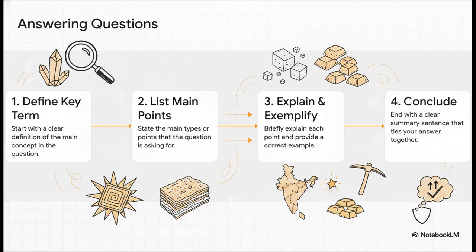If you get a question for 3 or 5 marks, for example, on the different modes of occurrence of minerals, I want you to follow these 4 steps. First, always start your answer with a clear definition of the main term. Second, state the main points or types that the question is asking for. Third, and this is very important, explain each point briefly and always try to give a correct Indian example. And fourth, end your answer with a good, clear summary sentence. If you follow this structure, your answers will be very clear and will help you score full marks.